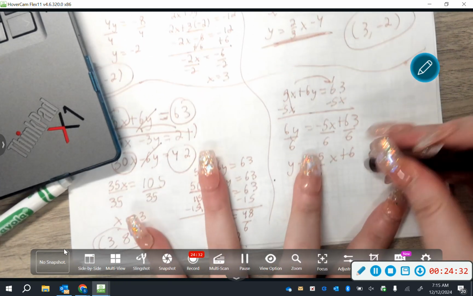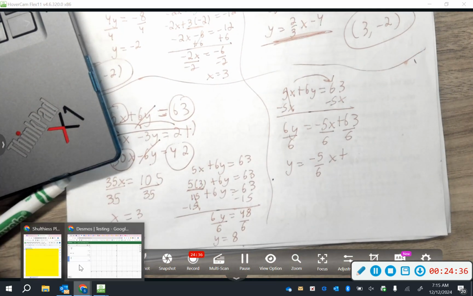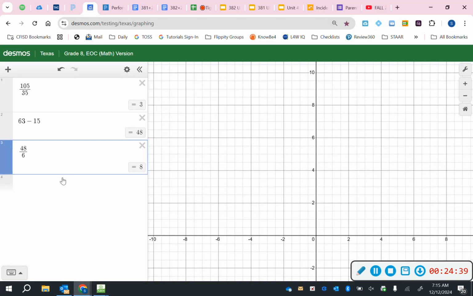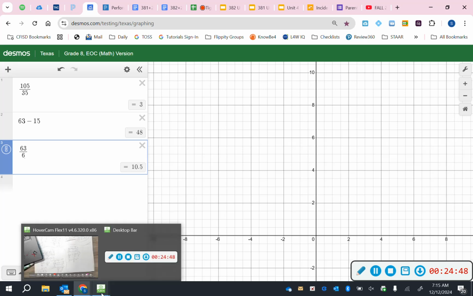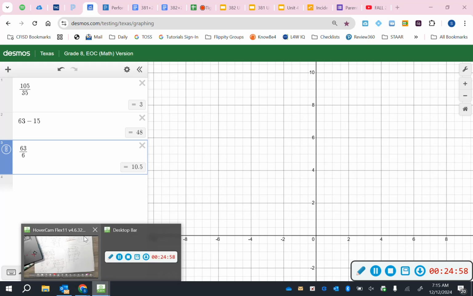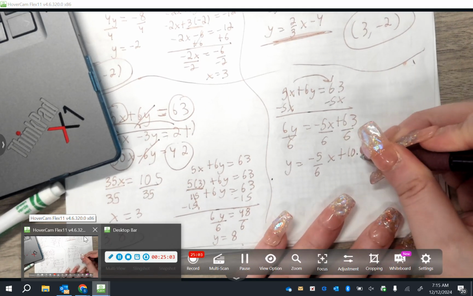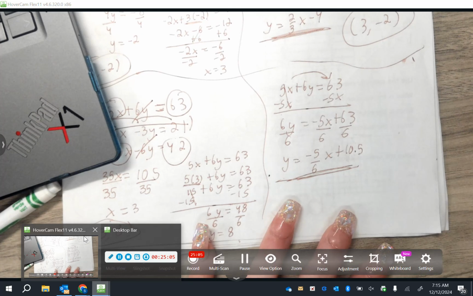No, 6 times 6 is 36. What is that? Y'all, let me see. It's 63 divided by 6. Whoa. Oh, I wouldn't have got that. Really? Okay. This one I might plug in just to double check that I did it right. Plus 10.5 apparently. I'd plug this in one row of my calculator.